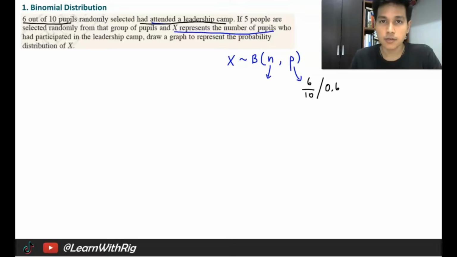0.6. By the way, if you can hear any background noise, just bear with me, because it's raining quite heavily here. Anyway, so the probability is 6 over 10, which is 0.6.